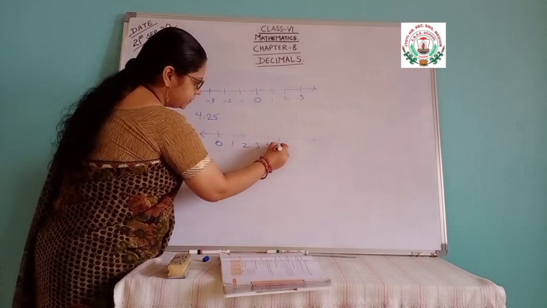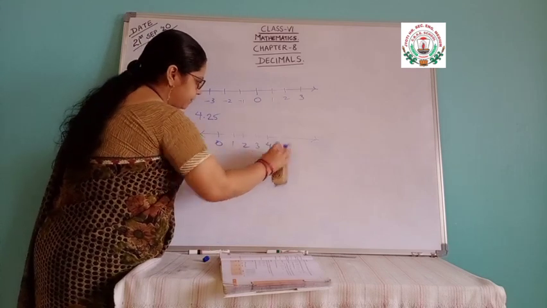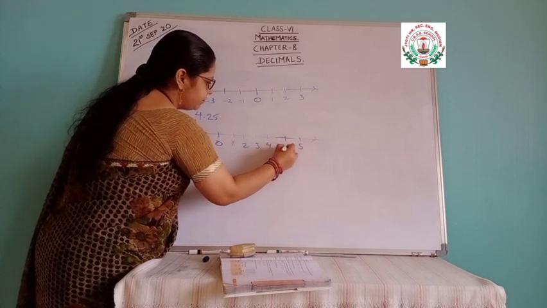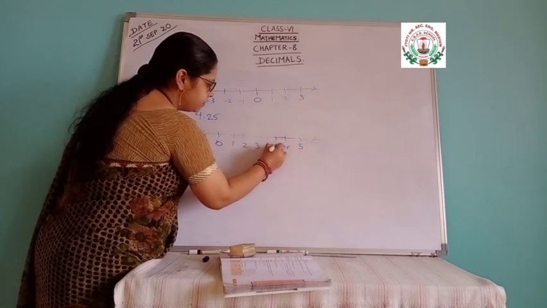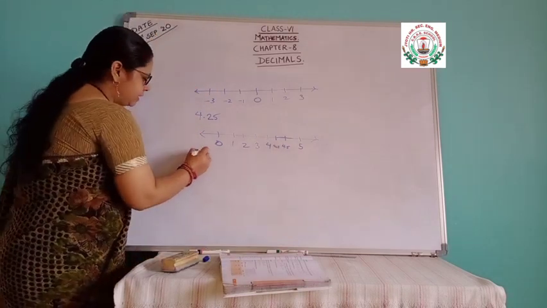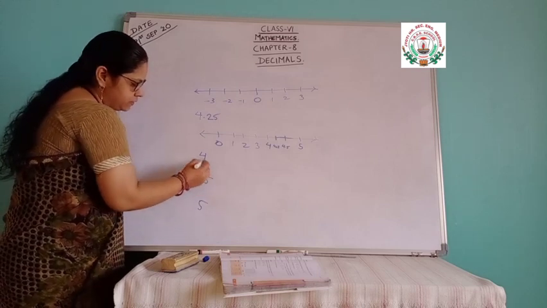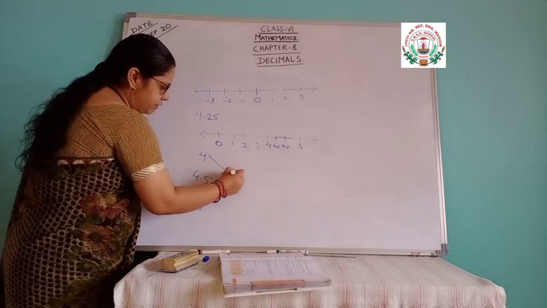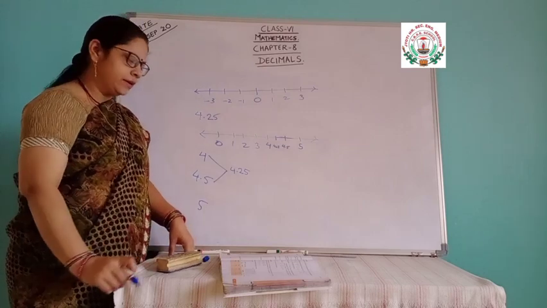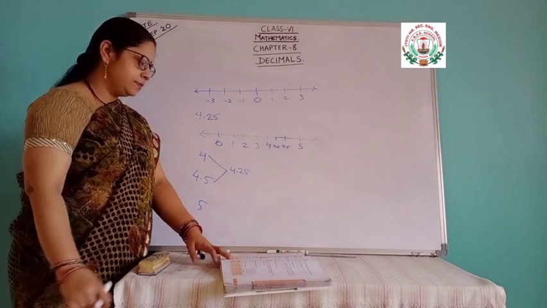Between 4 and 5, this 4.25 will lie. Suppose here is 5. Here will be 4.5, and the center between 4 and 4.5 will be 4.25. That is, 4, then 4.5, which means 4 and a half, and then 5. And between 4 and 4 and a half lies 4.25. In that way you mark it on the number line. So the representation of decimals on the number line is understood.